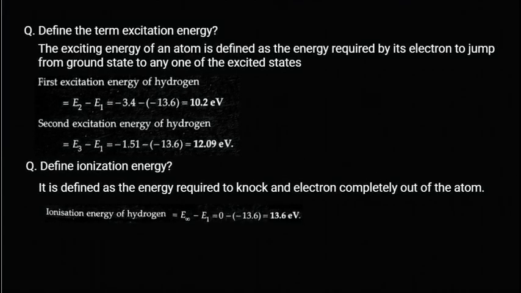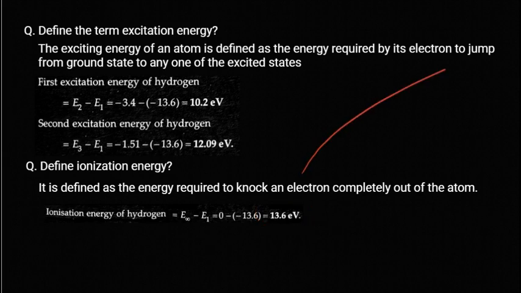So it is defined as the energy required to completely knock the electron out of the atom. And the ionization energy for the ground state will be how much? 13.6 electron volt. So if you supply that amount of energy, 13.6 electron volt, the electron will be completely removed from that atom, right?